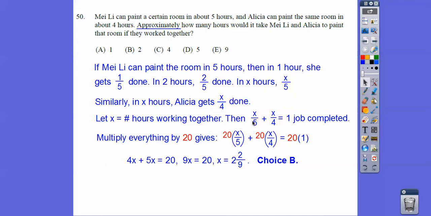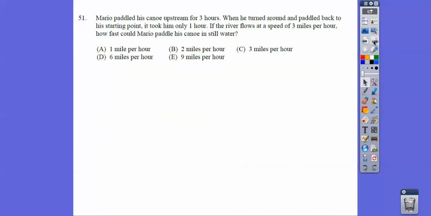So here's Mei Li's work plus Alicia's work. It's going to equal 1 completed job right there. So this is our equation right there. And we don't like fractions, so we'll get rid of them by multiplying by a common denominator. Okay, so 5 goes into 20 4 times, so we get 4x. 4 goes into 20 5 times, so we get 5x. So 4x plus 5x equals 20. 9x equals 20. And when you divide by 9, 9 goes into 20 2 times with 2 left over. 2 and 2/9. Notice it says approximately, so it'll take them approximately 2 hours on that.